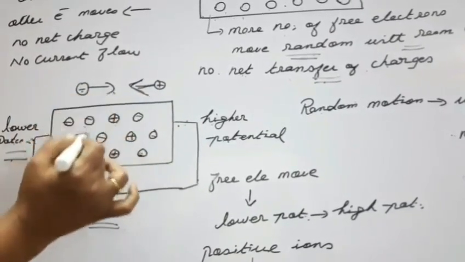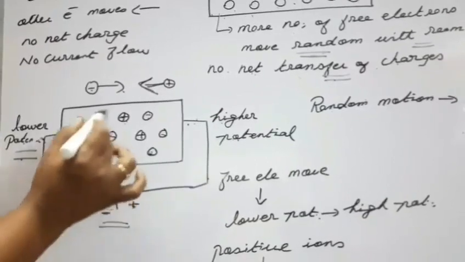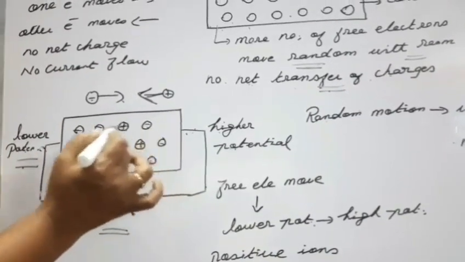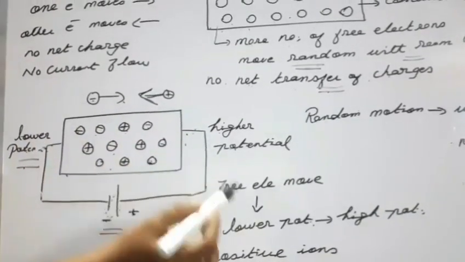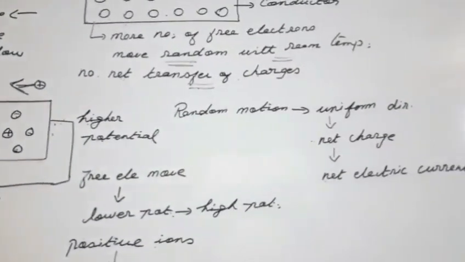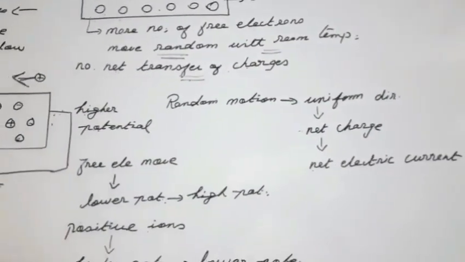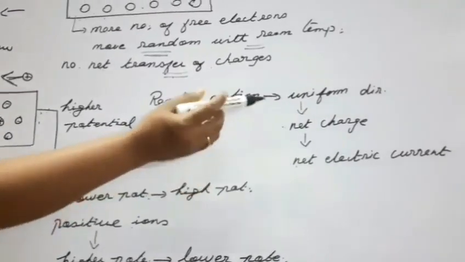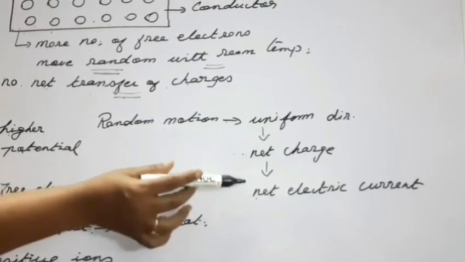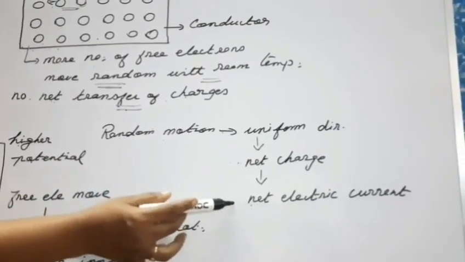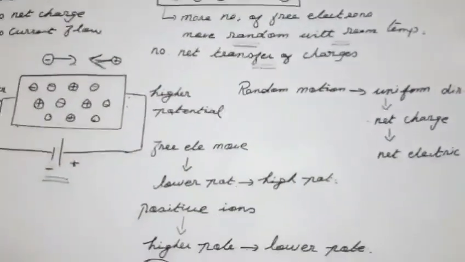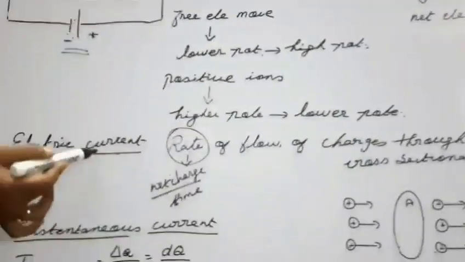When we apply the potential difference, immediately the negatively charged electrons move from lower potential to higher potential, and the positive charges move from higher potential to lower potential, so the random direction is changed into a uniform direction. Therefore, there is a net transfer of charges, and a net current is produced. Up to this point we discussed the flow of charges, and next we will discuss electric current.